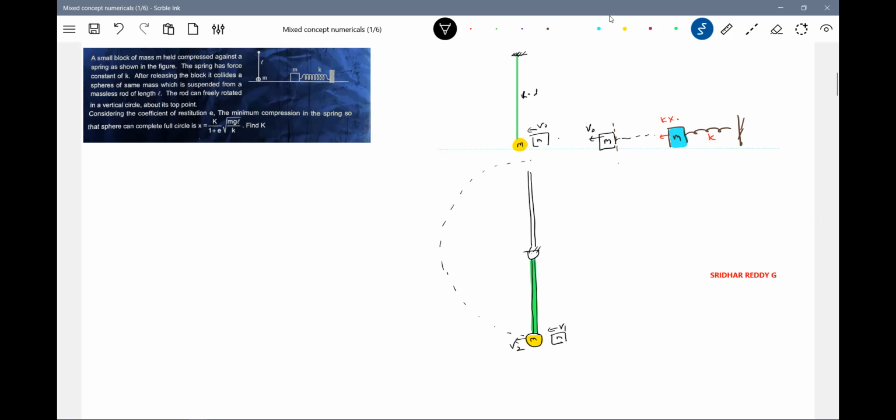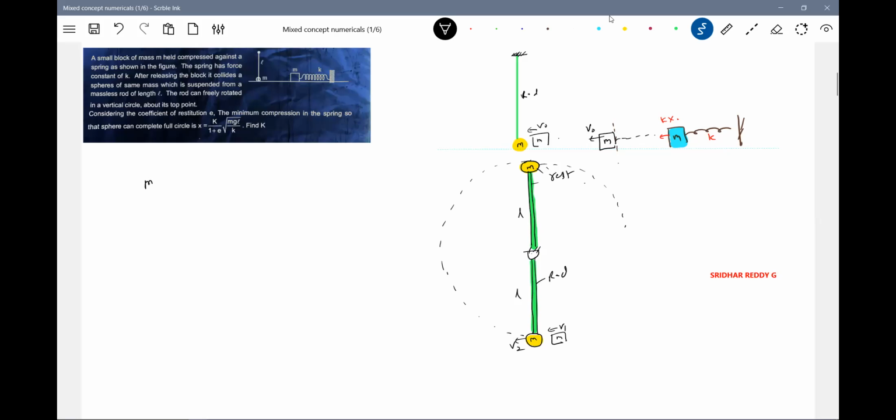What are the conditions for vertical circular motion? For a string it is one thing, but here we have a rod. What minimum velocity should it acquire? If it comes to instantaneous rest at the top, that is enough. It will complete the vertical circular motion. This is the basic condition. A string means it must have some velocity; a rod doesn't need any such condition. If it just reaches the highest point, that is enough. So what should the velocity v2 be?